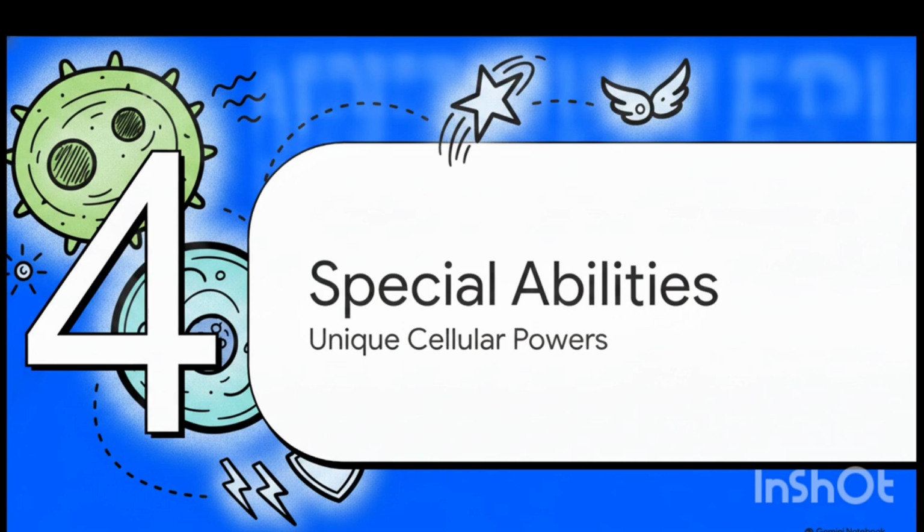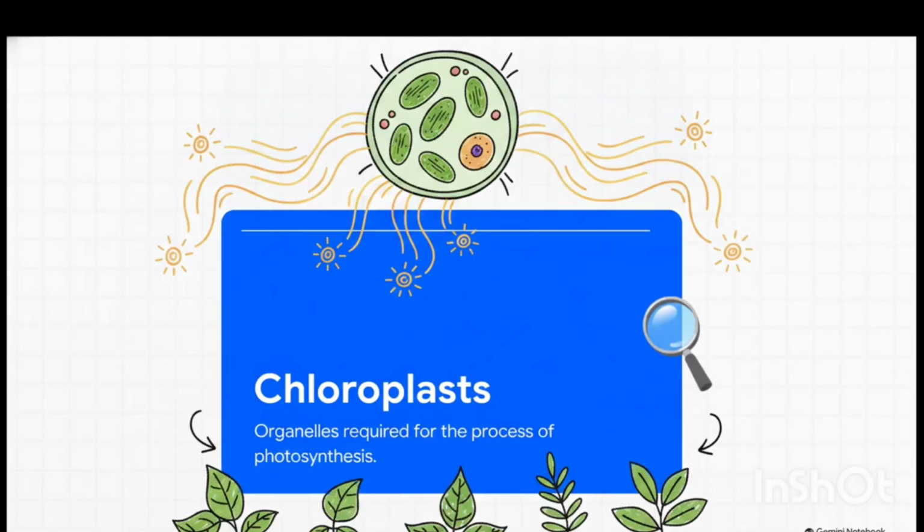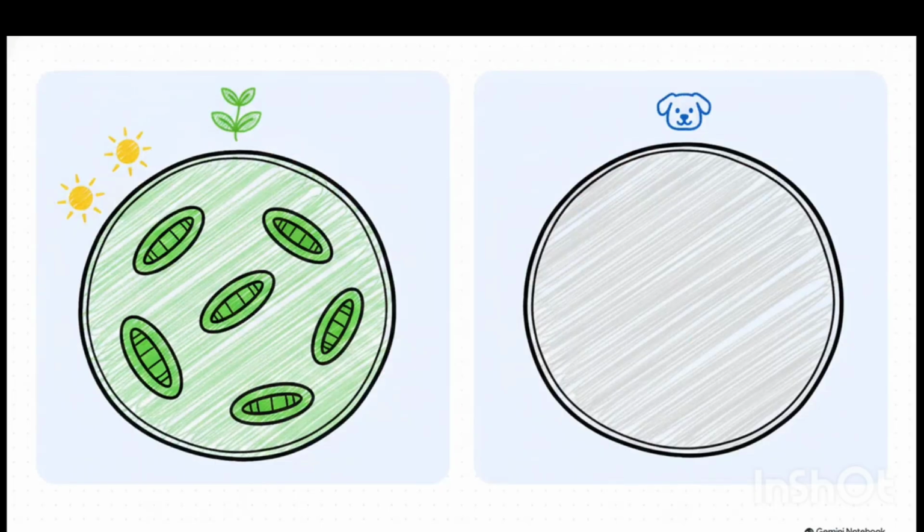Section 4. Special cellular abilities. Let's see how this builds into the unique superpowers each cell type possesses. First up on the special abilities list are chloroplasts, which are a type of plastid. These are organelles specifically required for the process of photosynthesis. They are essentially the ultimate food-making factories. They enable a cell to literally capture energy from the sun and create its own fuel. Pretty amazing, right? And this brings us to our fourth major difference.